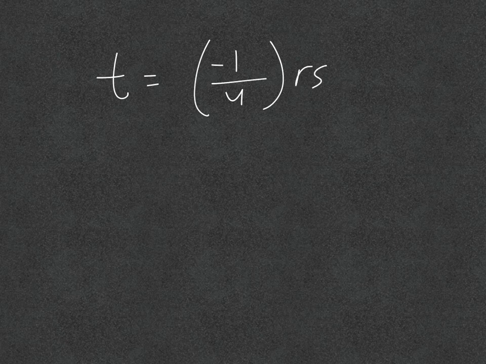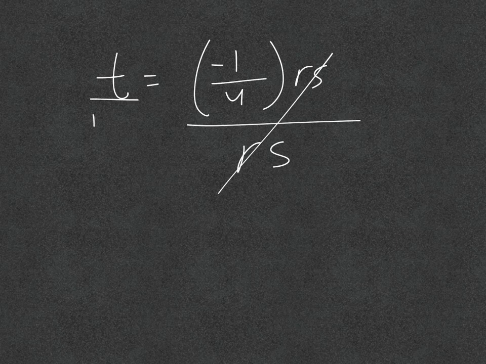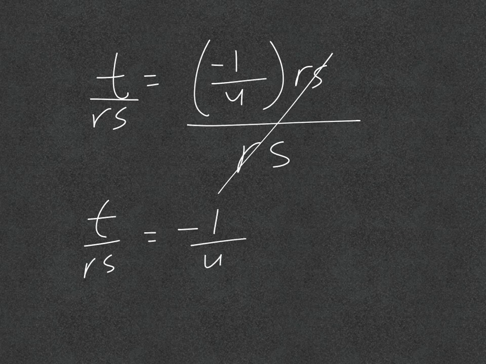And the problem is t equals -1 divided by u times RS. She said, well, what if we divide by RS first to get rid of it? Do it to both sides. We can do that, right? T divided by RS equals -1 divided by u. Well, now what do we need to do? We still have to get the u off bottom. So now what we want to do is multiply by u on both sides, right?